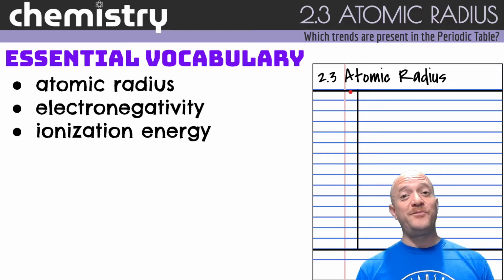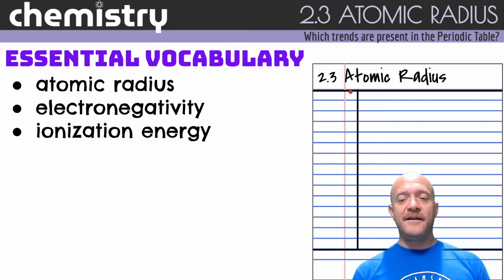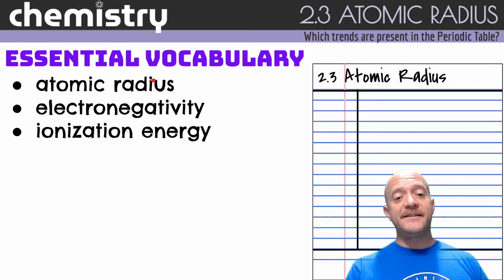Hey, this is the video for 2.3, Atomic Radius. So go ahead and set up a new entry in your Cornell Notes. Remember to start a new page for this video. Also, check out the essential vocabulary. Today we will be discussing atomic radius, electronegativity, and ionization energy.